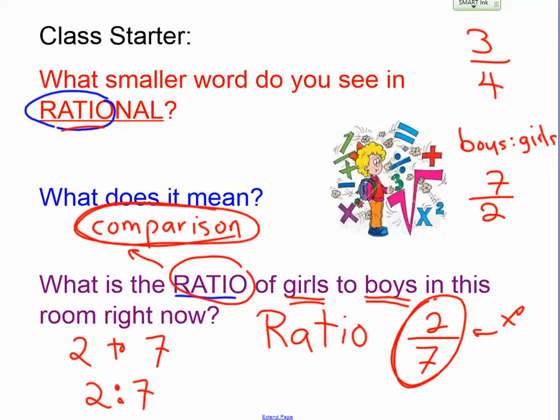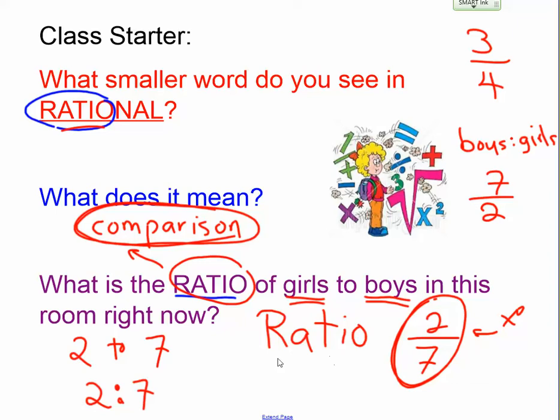So we counted in class today to find the ratio of girls to boys. We had 2 girls and 7 boys, and we can write that ratio 3 different ways. We can use the word "to", 2 to 7, or we can use the colon symbol, which in mathematics means the word "to". So this says 2 to 7, and that means we have 2 girls for every 7 boys.